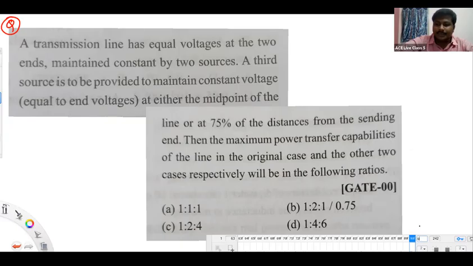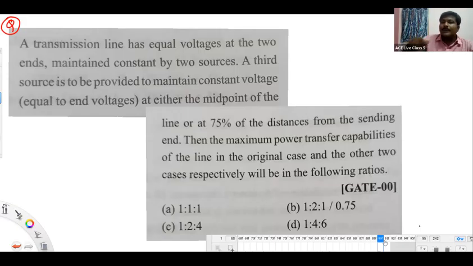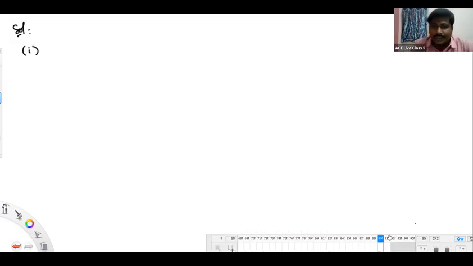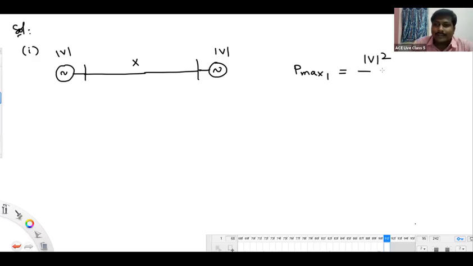It's a previous GATE examination question. Observe, I'm showing it in the next slide. First, case one, the original case, without keeping that third source. We have two sources connected by one line. The source voltage is mod V, and the reactance of the network is X. What is Pmax of this network? Call it P maximum 1. It is mod V square by X. P maximum 1 will be mod V square by X.